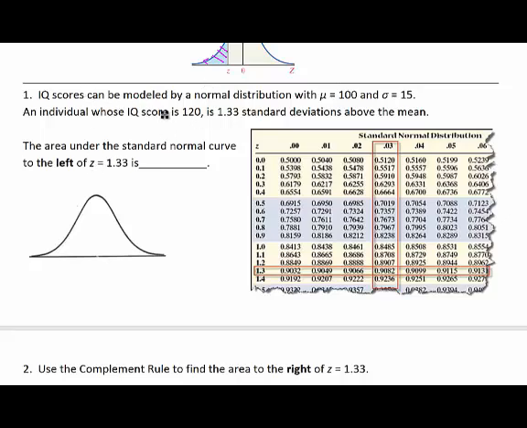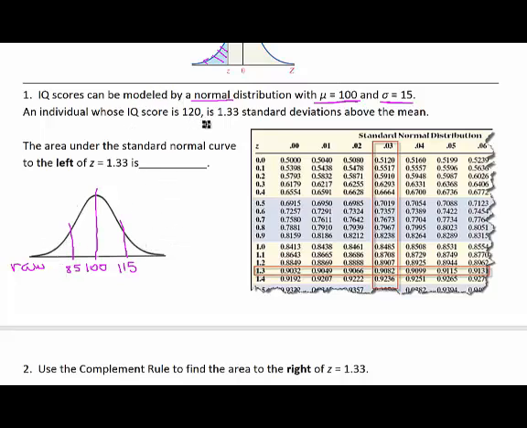Okay, so it says IQ scores can be modeled by a normal distribution. That means we get to use our normal curve and our z-scores. It's got a mean of 100 and a standard deviation of 15. So let's draw our picture with our raw data. This is our raw data. This is going to be at 100. Let's go ahead and stick a couple of standard deviations on there. So this one's going to be at 115. If you put one back here, it's going to be at 85, because 100 minus 15 is 85. You can put some more on there if you want to.